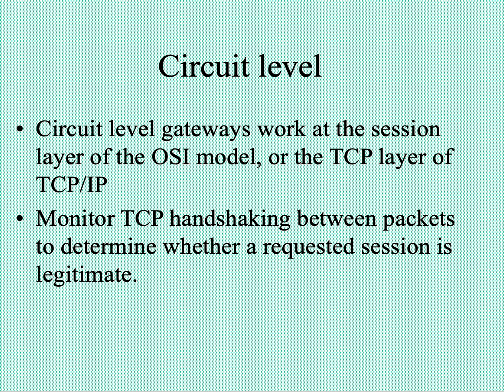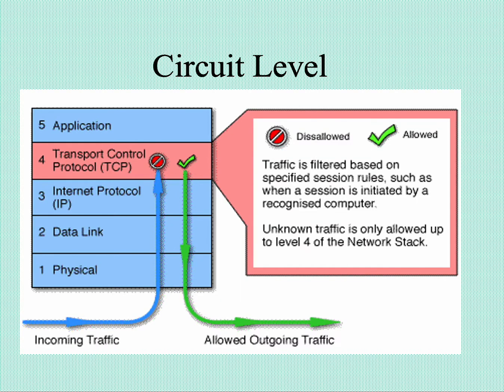This provides more security for the information on these servers and networks. This is the depiction of the circuit level firewalls. As we can see, traffic is filtered based on specified session rules, such as when a session is initiated by a recognized computer. Unknown traffic in this case is allowed to level 4 of the network stack, whereas in packet filtering it was allowed to level 3 of the internet protocol.